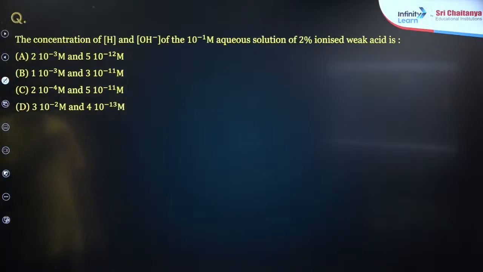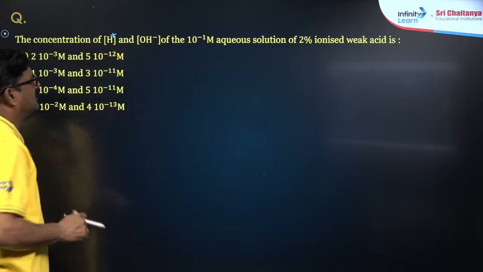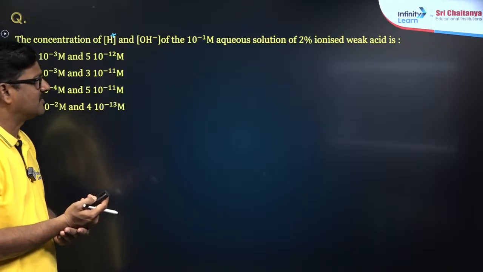Right, one more. The concentration of hydrogen plus and OH minus of 0.1 molar aqueous solution of 2% ionized weak acid is.